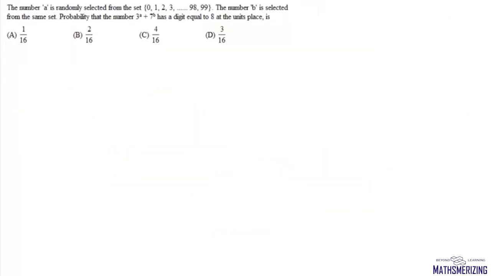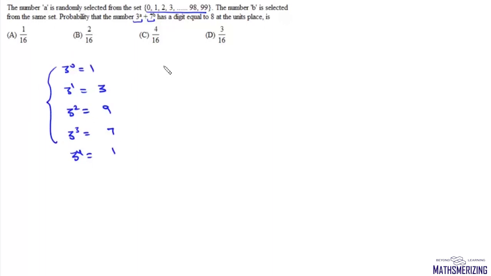Now the question is, a number A is randomly selected from the set from 0 to 99. The number B is selected from the same set. The probability that the number 3 to the power A plus 7 to the power B has a digit equal to 8 at its unit place. Now if we look at powers of 3, 3 to the power 0 is 1, 3 to the power 1 has 3 in the units place, 3 square has 9, 3 cube has 27, and 3 to the power 4 is 1. So these values are going to repeat after every 4 powers.